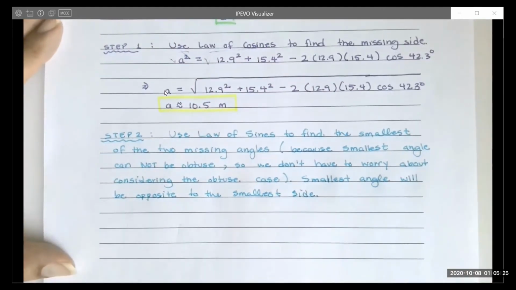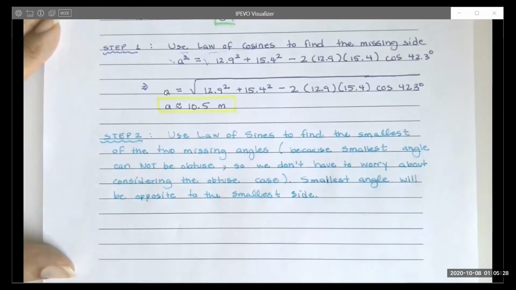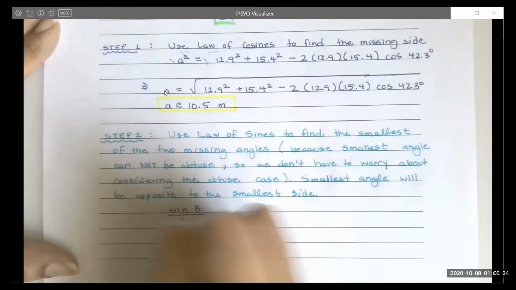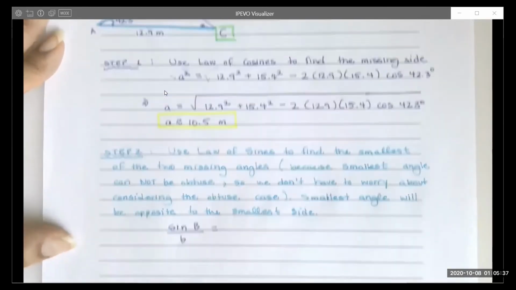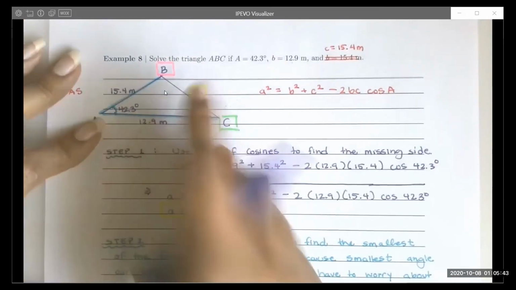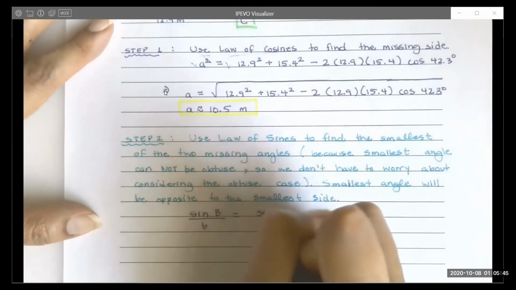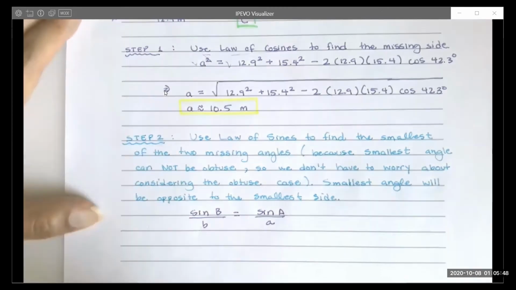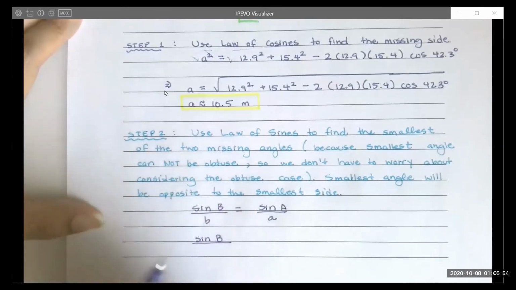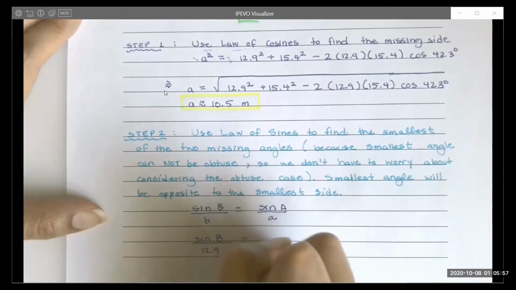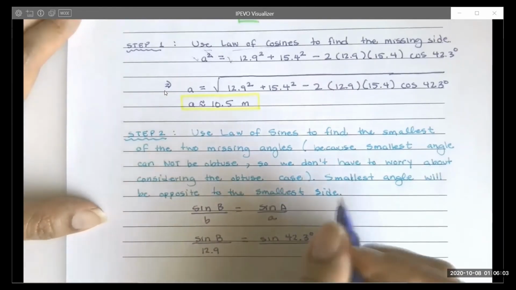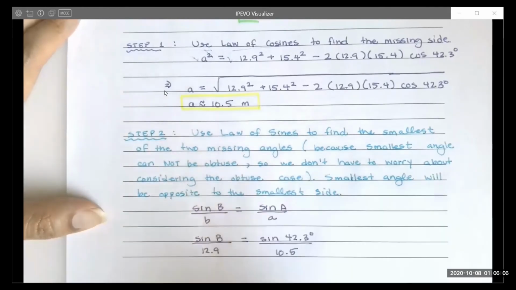All right. So in this case, we're interested in finding B, which means that we can use sine of angle B over side B is equal to the only angle and side pair that we know right now, which is angle A with side A. So we're going to write is equal to sine of angle A over side A. Now we can replace the known information. B was given to us as 12.9. Angle A was given to us as 42.3 degrees. And side A we just found as 10.5.